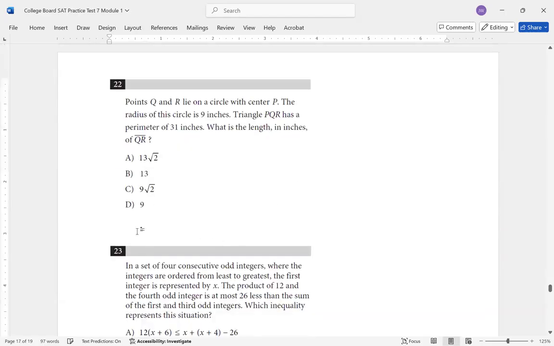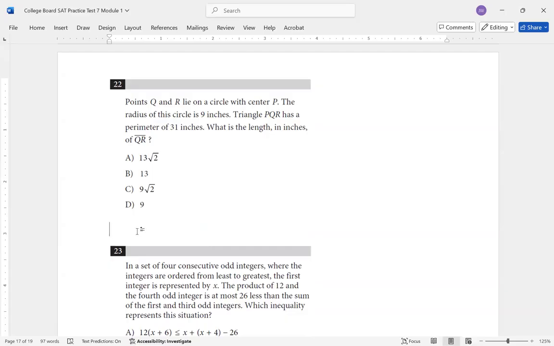Question 22. Points Q and R lie on a circle whose center is P. The radius of the circle is 9 inches. Triangle PQR has a perimeter of 31 inches. What is the length in inches of QR?